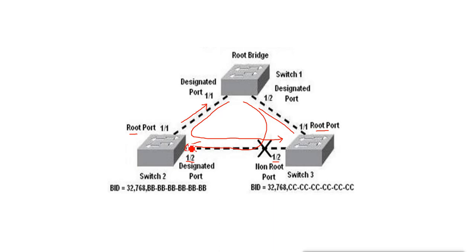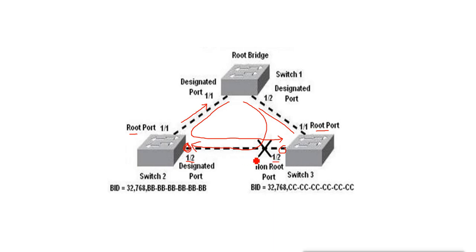Now they have to disable one of the ports. They have to block this port. Now where will it block? Switch 2 or switch 3? If they are connected directly, then who will block the port? It can be blocked from this side or from this side. It cannot be blocked from both sides. It can only be blocked from one side.